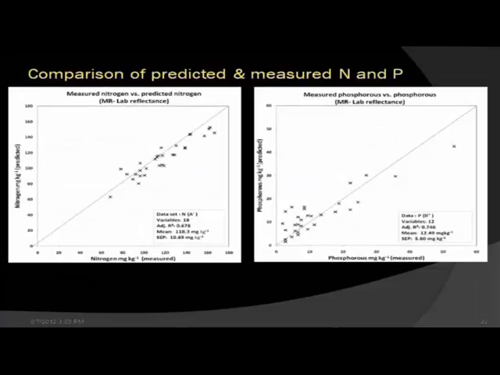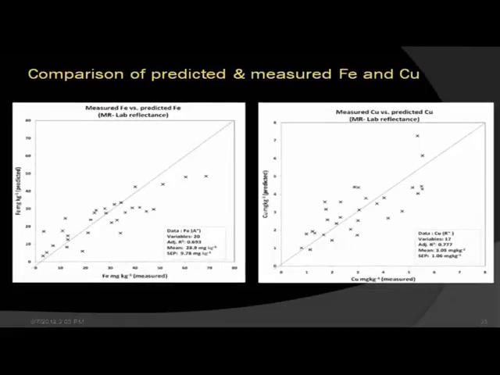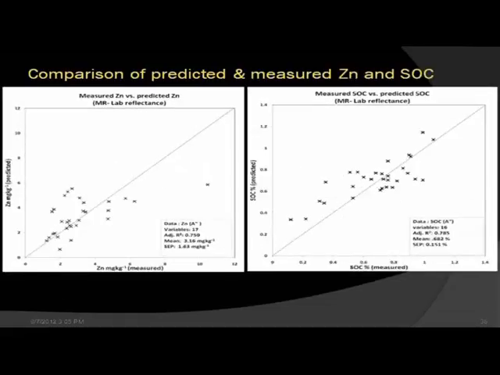When we went for validation, we could see here the nitrogen measured and nitrogen predicted. This is the 1:1 line, and below it the number of variables, that is the number of bands, is given, along with the adjusted R square value, the mean value, and the standard error of prediction. This is for nitrogen and phosphorus. Same also for other parameters like potassium, iron, copper, zinc, and organic carbon content.